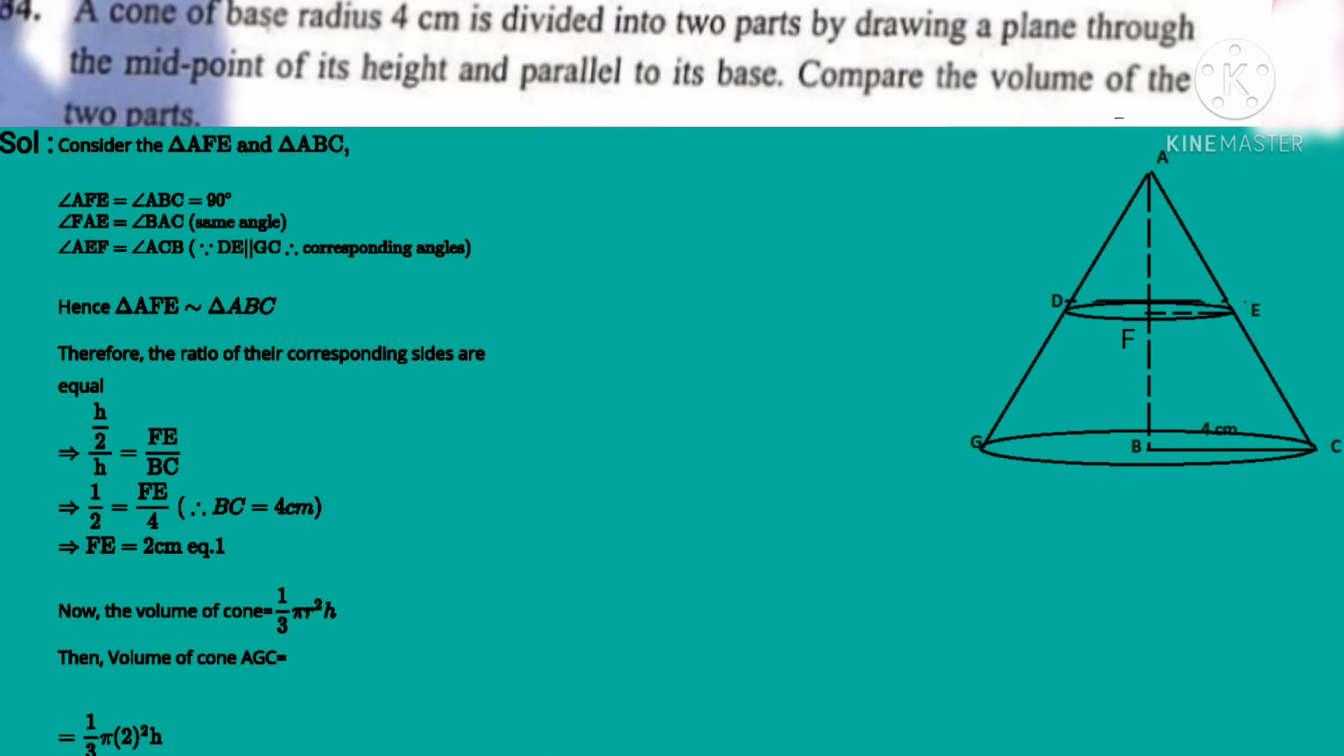So let this height be h, so this is h by 2. So we will get (h by 2) by (h by 2 plus h by 2), that is 1 by 2, is equal to FE by BC. So it means 1 by 2 is equal to FE by 4. So it means FE is equal to 2 centimeters. Let this be equation number 1.